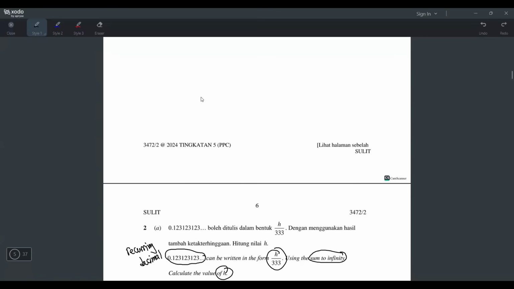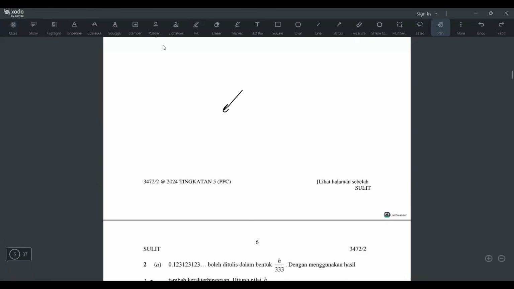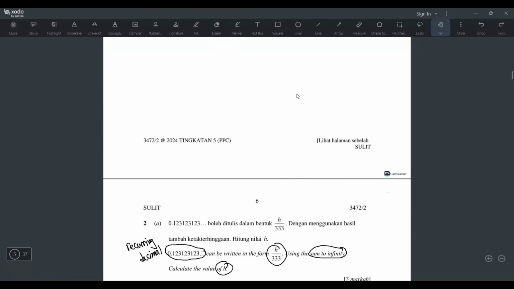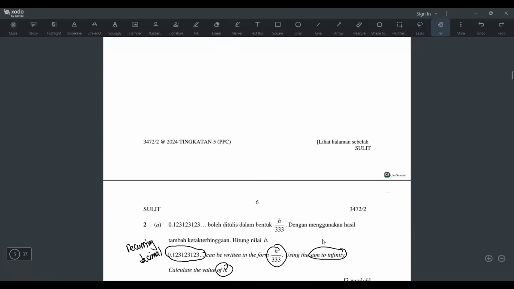Okay, there are two methods. One is by using the progression method, and the other one is by using the surd method, like when you learned it in certificate level how to convert recurring decimal to fraction, right? So this question they want us to use the sum to infinity method. So I will show you the progression method, because sum to infinity means they want you to use the progression method.